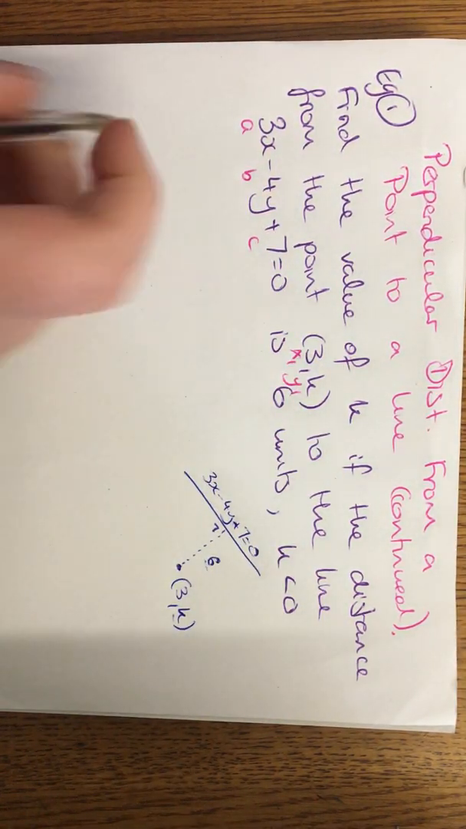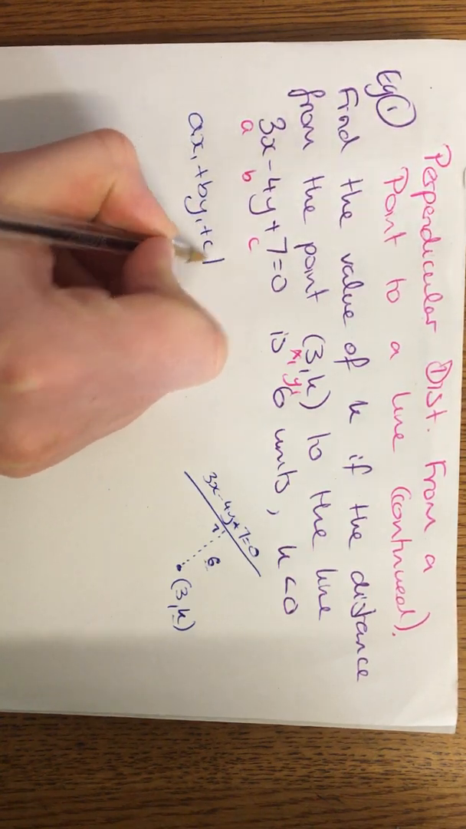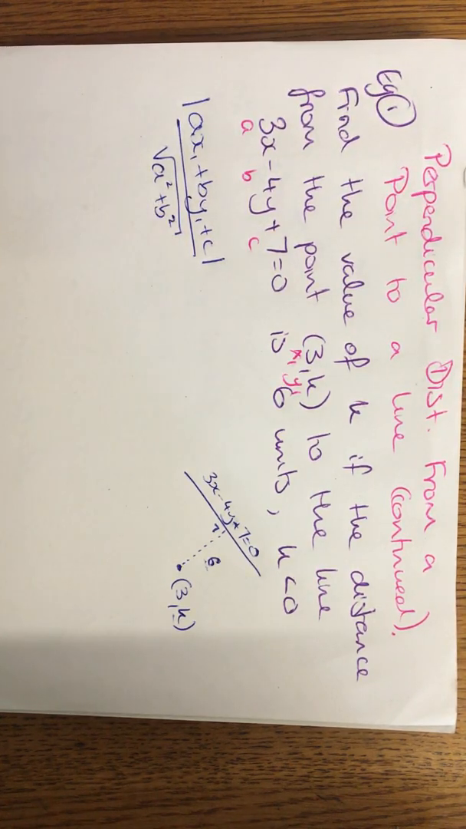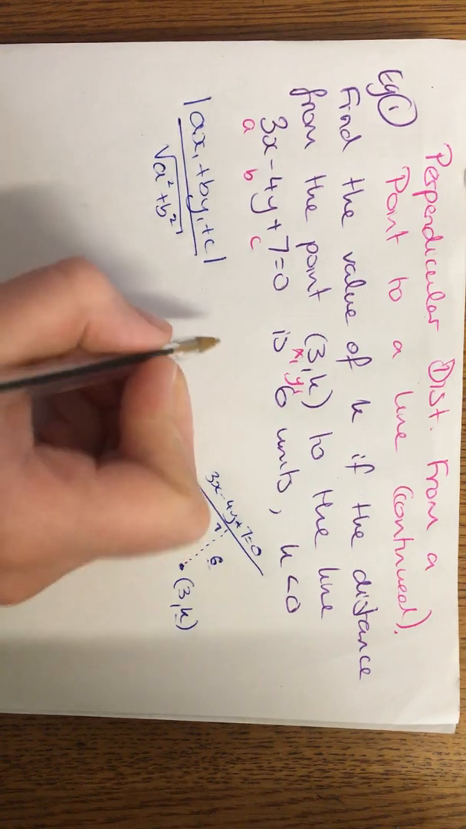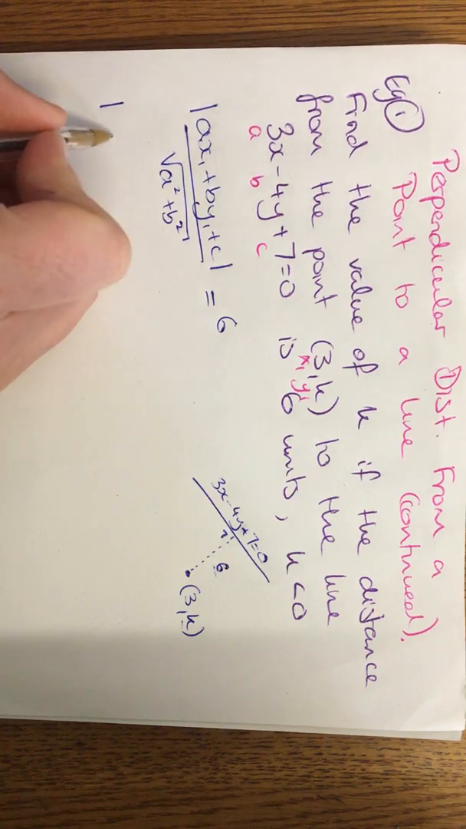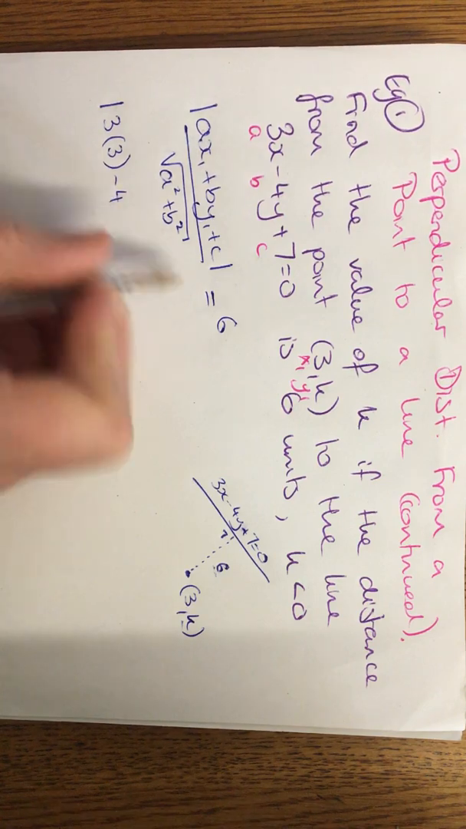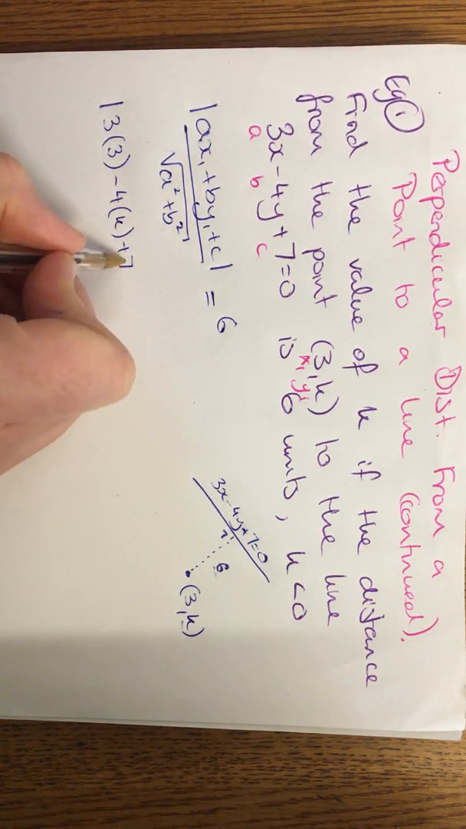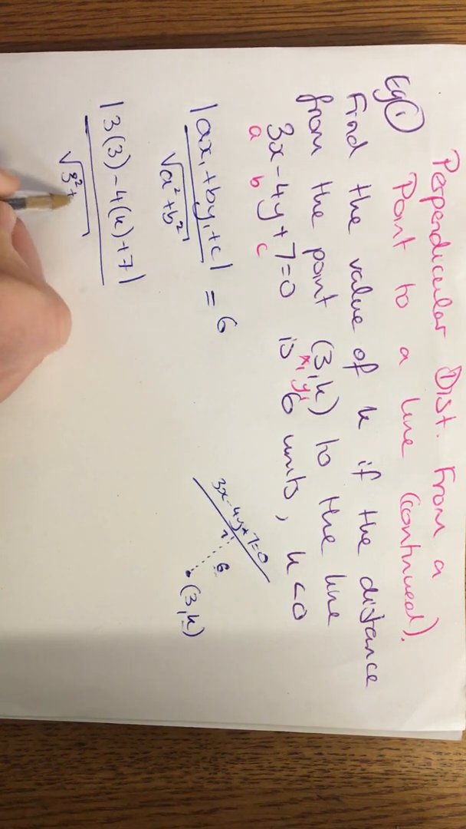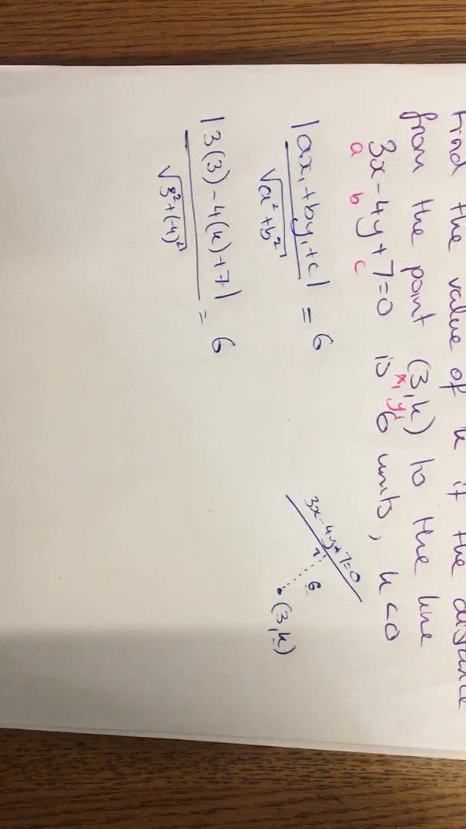Get your formula from page 19: the modulus of ax1 plus by1 plus c, all over the square root of a squared plus b squared. When I fill into that, I know that I will get 6 as my answer. So I have the modulus of a is 3, x1 is also 3, I have a minus 4 by k and a plus 7, all over the square root of 3 squared plus negative 4 squared, and that's equal to 6, because I'm told that in the question.